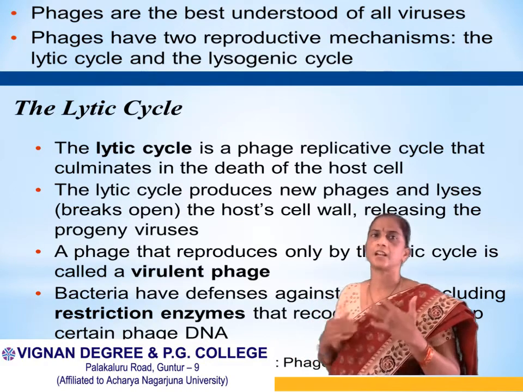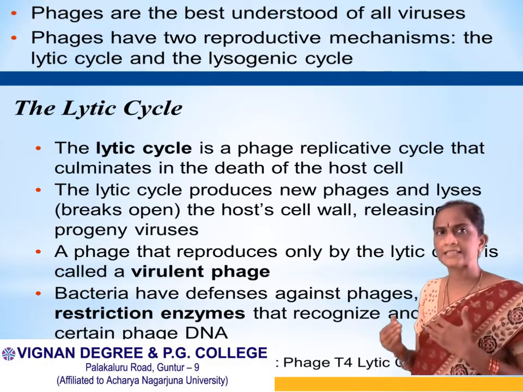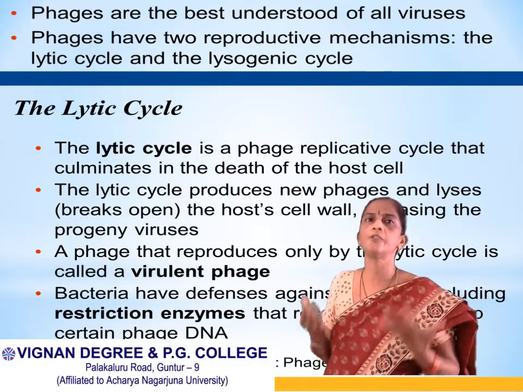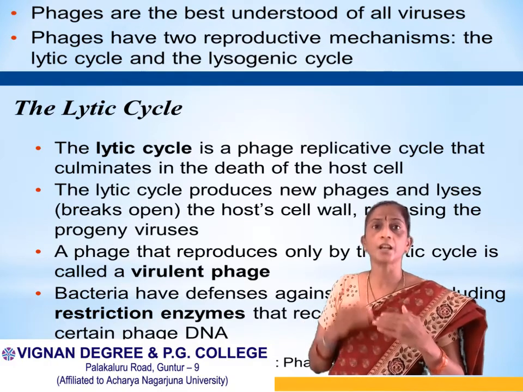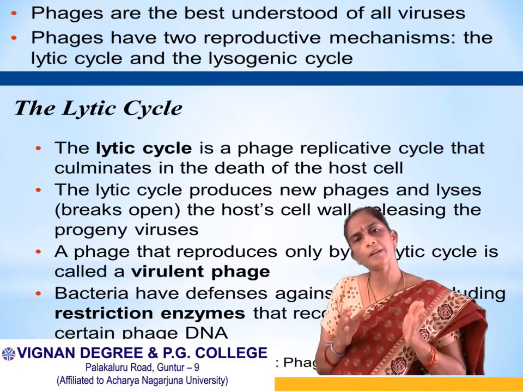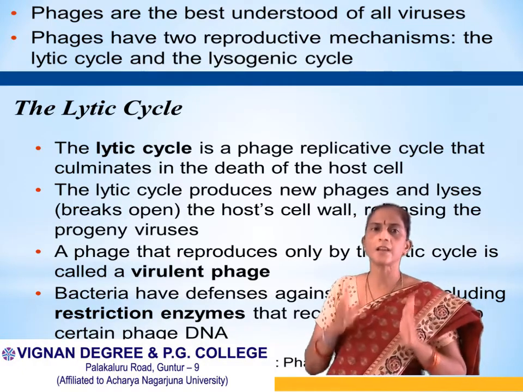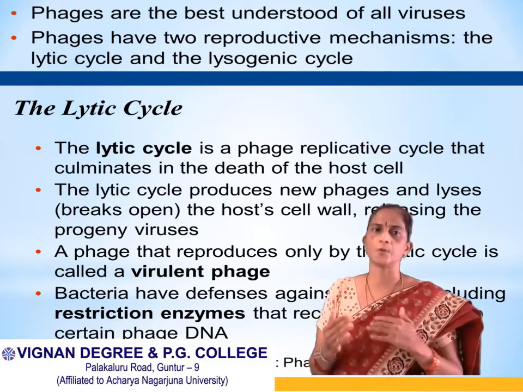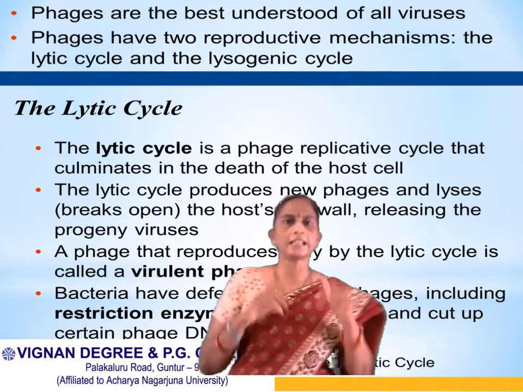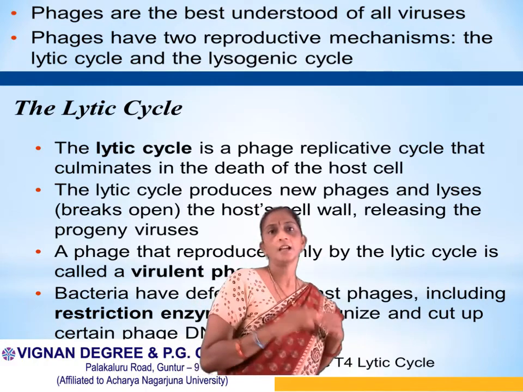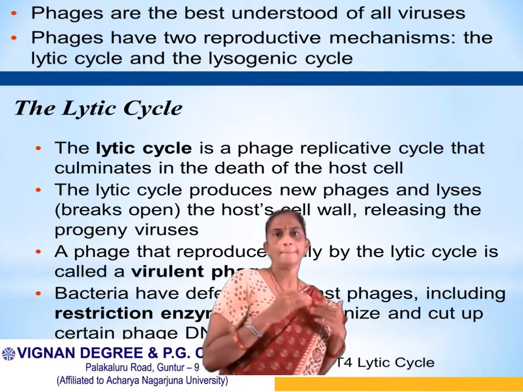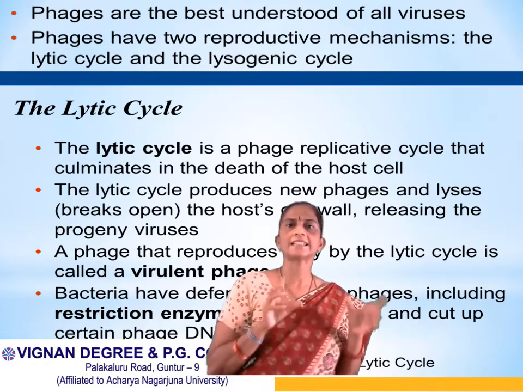The phages that reproduce only by the lytic cycle are called virulent phages. Virulent phage means very harmful phages. What do we mean by lytic cycle? It kills the host cells and releases its progeny. The phages released by the lytic cycle are virulent phages. Virulent means harmful phages.